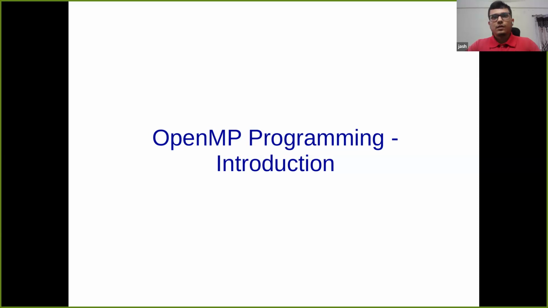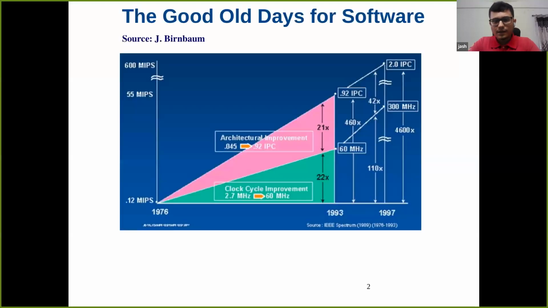But before, so this is the formal definition, but we should know a bit of history, like why do we need the multi-core systems in the first place, and why did it come in the first place? So let us look into a bit of why it is there.